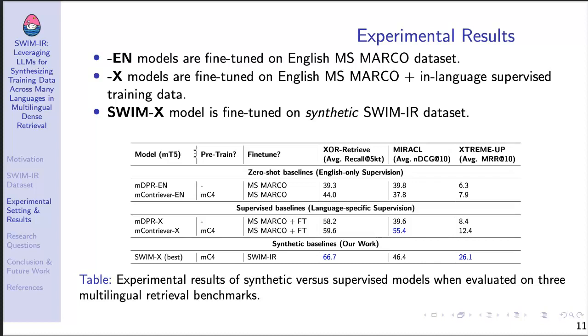If you look at the table, we have highlighted the best numbers in bold blue. Here you can find that our SwimX model outperforms the existing supervised models on 2 datasets, XOR-Retrieve and XTREME-UP, whereas on MIRACL it underperforms the mContriever-X model.